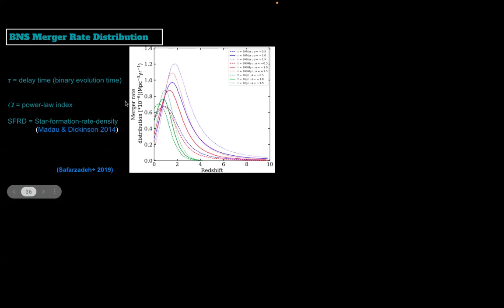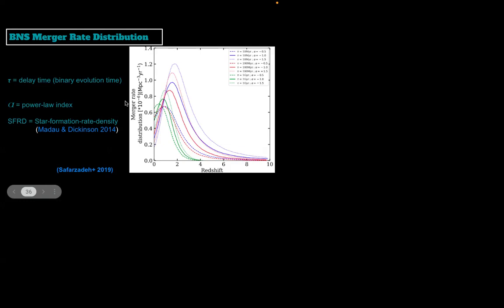So how do you construct this distribution function as a function of redshift? Yeah, you have the star formation rate density, and then you convert it with this delay time distribution, which is a power law. But the star formation rate density is just star formation, and here you're thinking about BNS mergers. So from the global star formation rate density, how do you infer the BNS mergers?